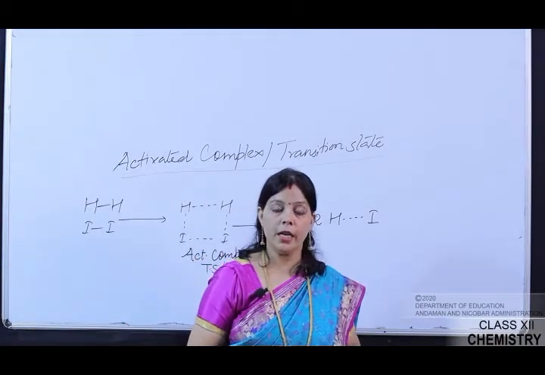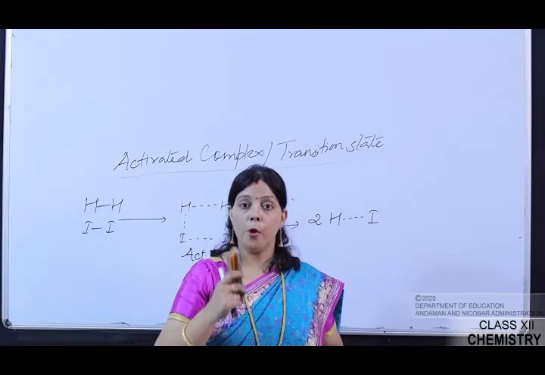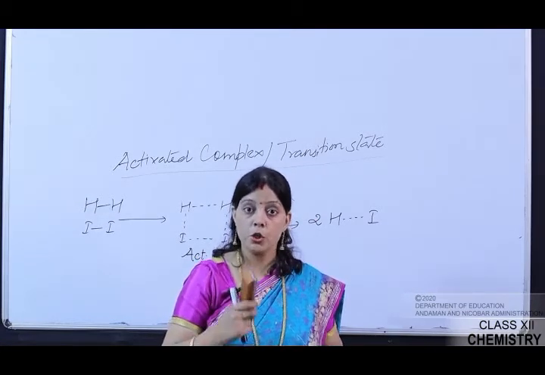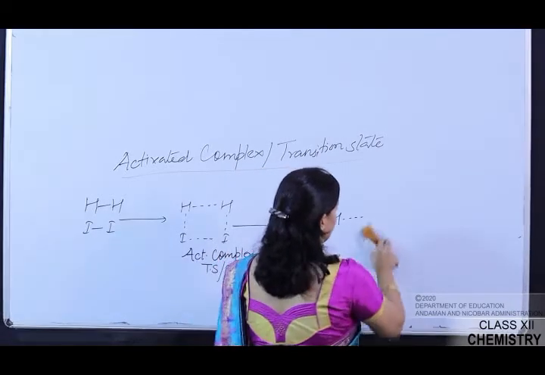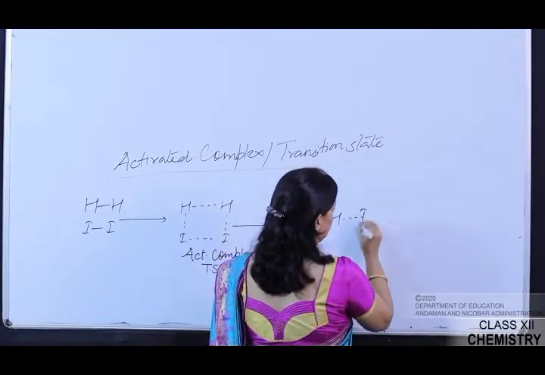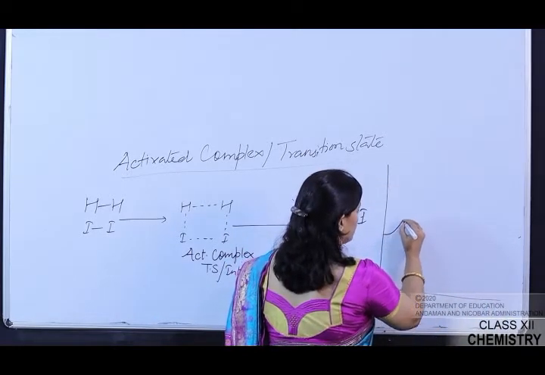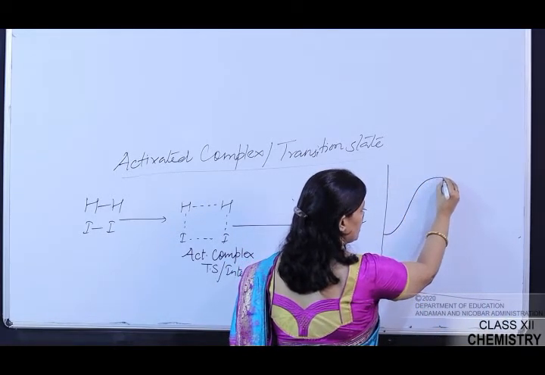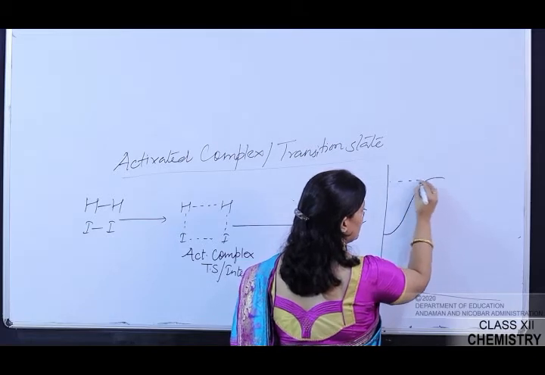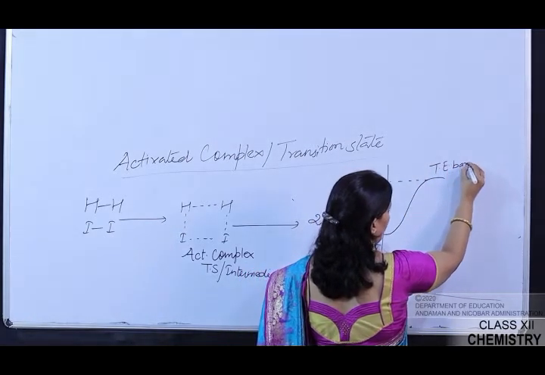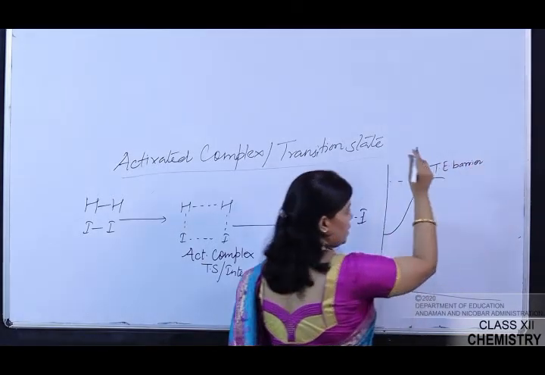So initially, since the bond breaking predominates over the bond formation, the energy of the system starts increasing till it reaches the maxima. This is the maxima, that is the threshold energy barrier.